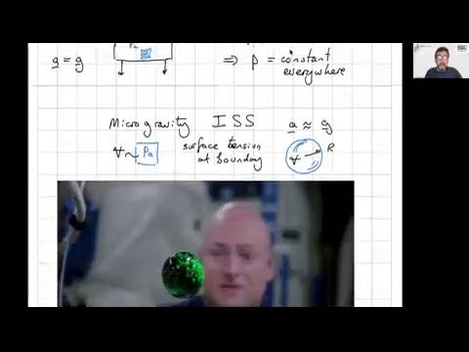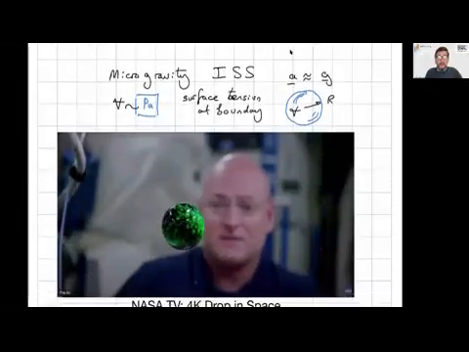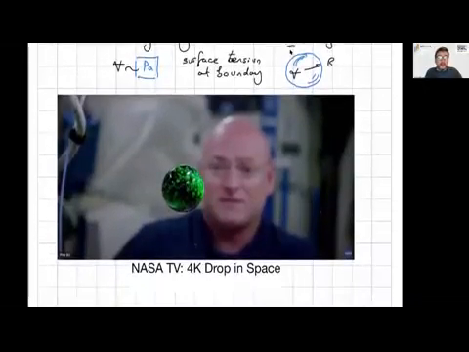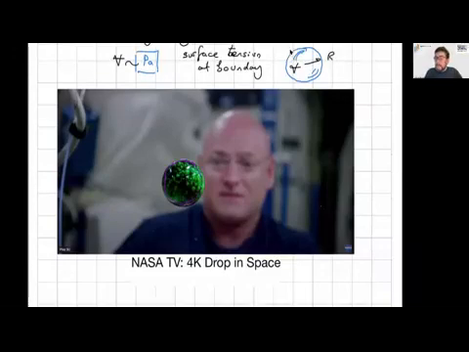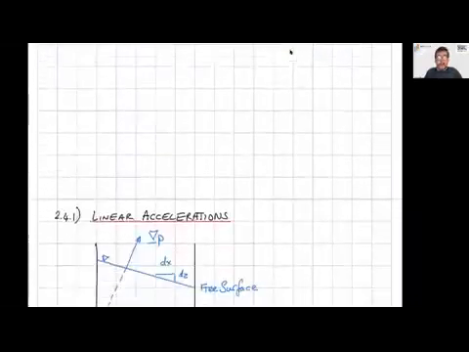And of course, there are many great examples of this that you can find on YouTube through NASA TV. Here's a great example of a NASA astronaut who's dyed a drop of liquid green. And you can see that indeed there's no hydrostatic variation. The pressure is essentially constant everywhere. And surface tension is making this into a sphere. Okay, so that's the simplest example.